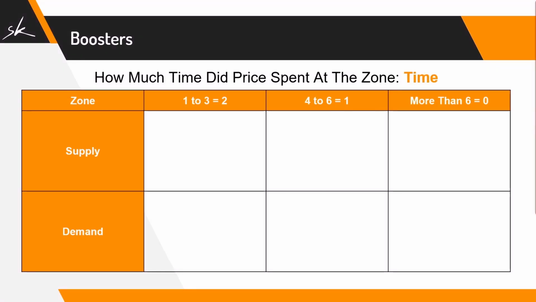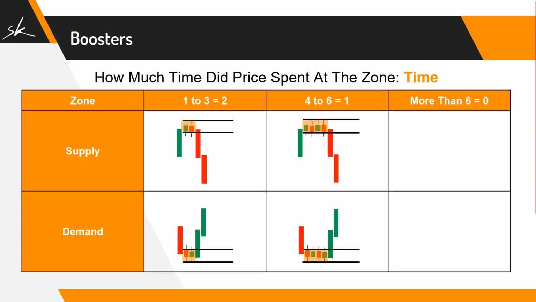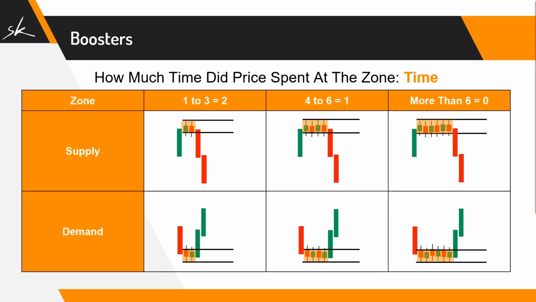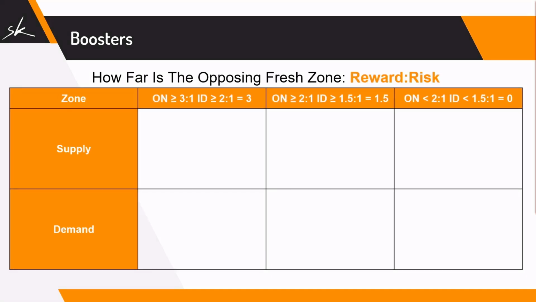The third quality booster is time spent at the level. If the number of candles in the basing is from 1 to 3, which means price spent very little time in the zone, we will give it a score of 2. If the number of candles in the basing is from 4 to 6, we will give it a score of 1. And if the number of candles in basing is more than 6, we will give it a score of 0.